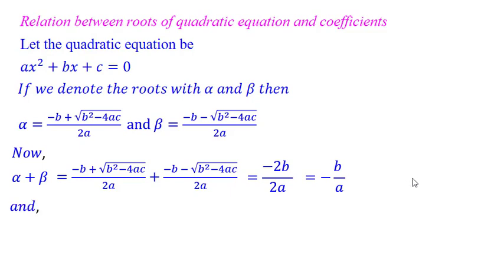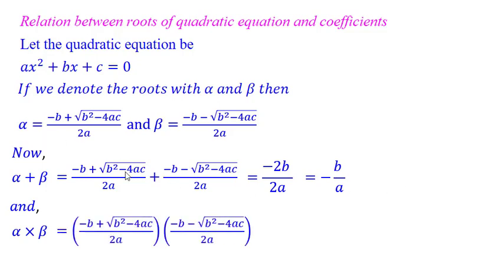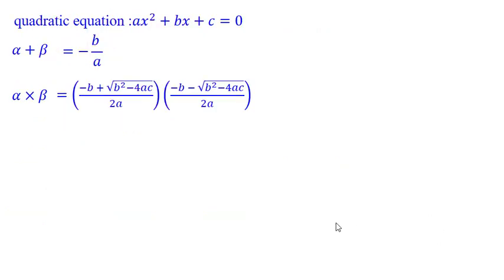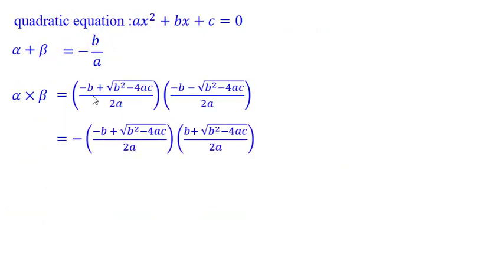Now let us find alpha into beta. When I multiply, I have minus b plus root b square minus 4ac upon 2a into minus b minus root b square minus 4ac upon 2a. Now when they are in product, I will multiply numerator with numerator and denominator with denominator. So first let us rearrange the numerator. Here it is minus b plus root b square minus 4ac, and here it is minus b minus root b square minus 4ac. So I will first take minus sign common.